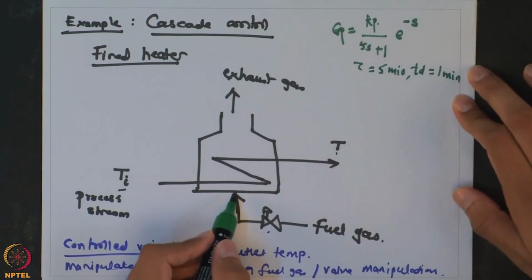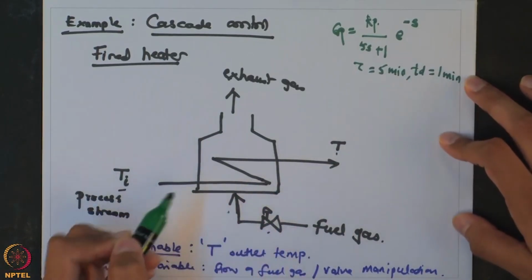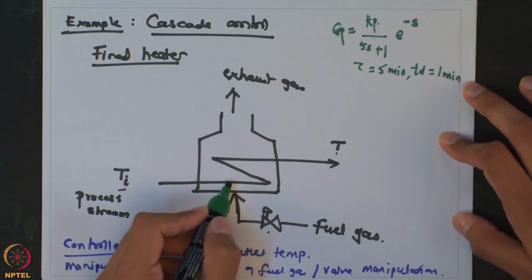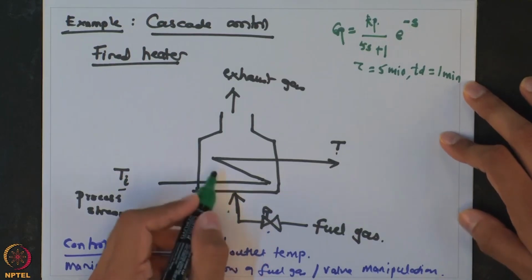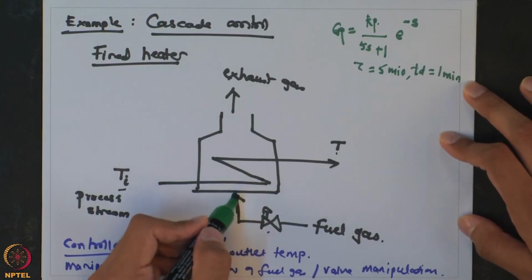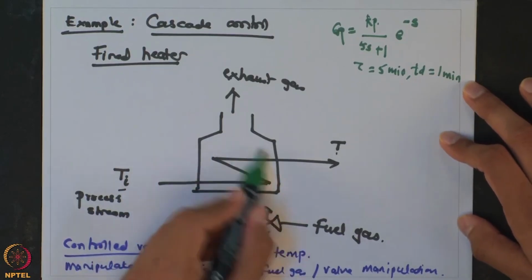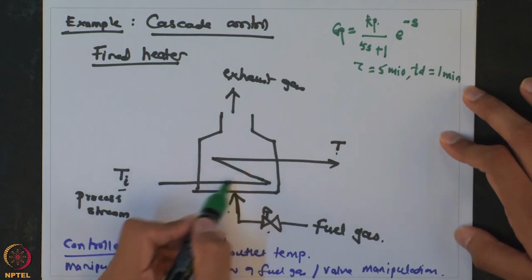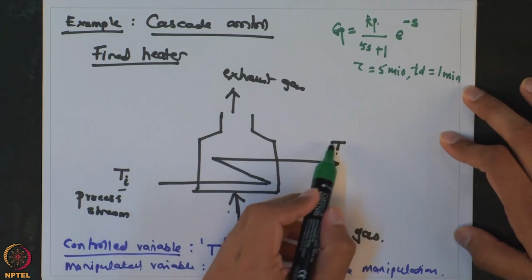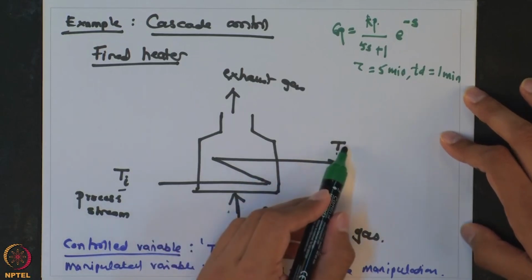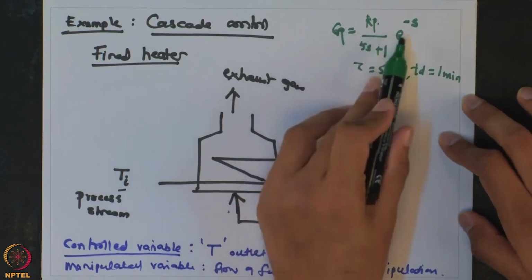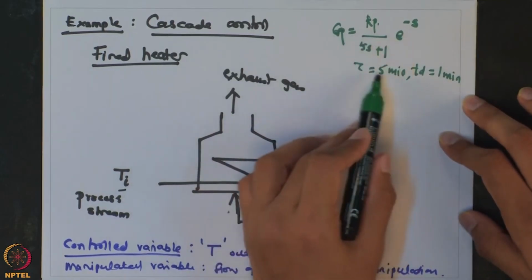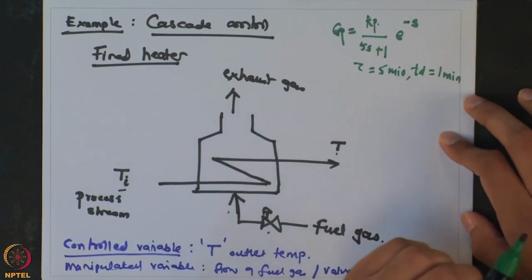After the flow changes, this is a fairly multi-capacity system where you have multiple phenomena going on. When you put in the fuel gas, it will react with oxygen and get combusted because of the heat of combustion. The temperature of this gas inside the chamber will increase, then it will transfer heat to the process stream, and eventually you will see that effect on the final outlet temperature. So, it is a fairly multi-capacity process which can be represented as first order plus dead time, where in this case the dead time is 1 minute and tau is 5 minutes.